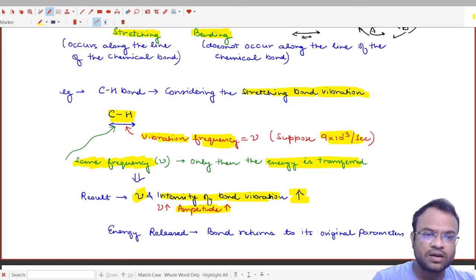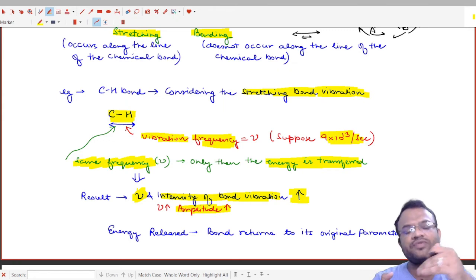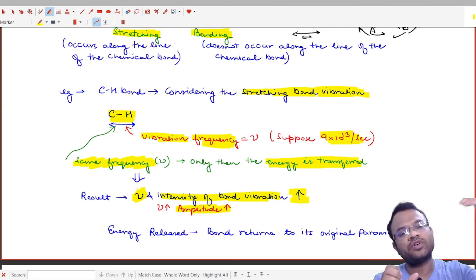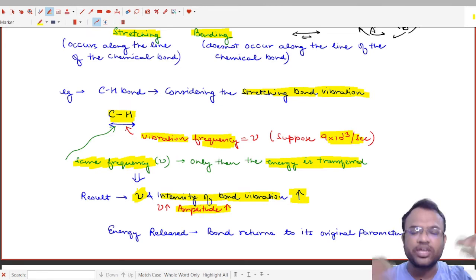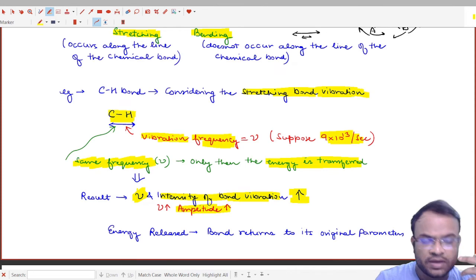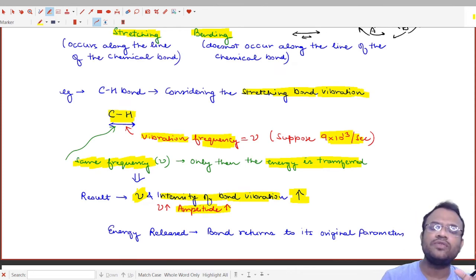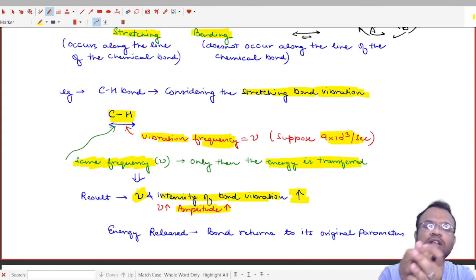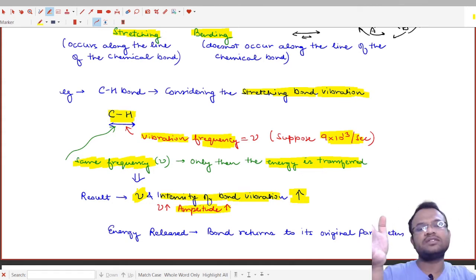This is the result of the infrared radiation falling on a molecule and the energy being absorbed by the molecule from the infrared radiation. That is, the frequency will increase and the amplitude of the vibration will also increase. Now the energy would not always be absorbed, it cannot be contained in the molecule forever. So what will happen? This molecule will sooner or later release this energy.